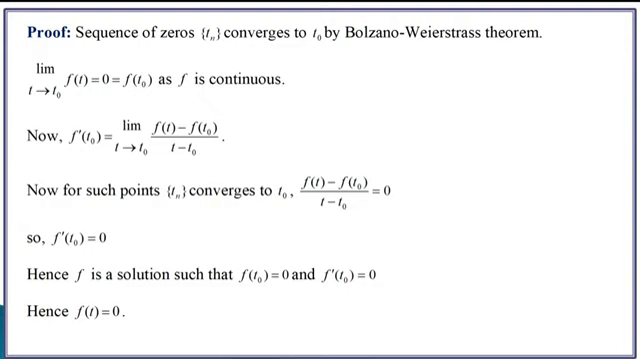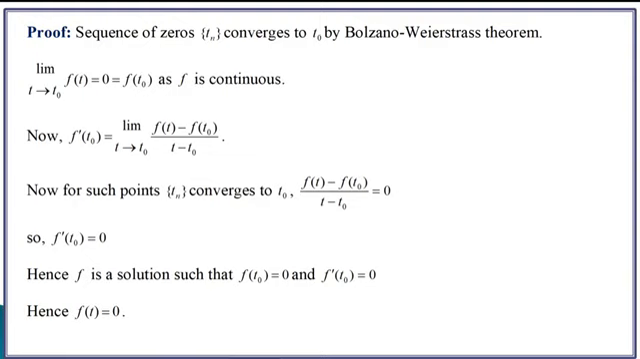So what is f dash t0? If we look at the definition of the derivative, this limit should exist. So we can approach t0 by our choice of points. If we choose the points such that all of them are points of the sequence converging to t0, then the ratio in this limit becomes 0. So therefore the derivative at t0 also becomes 0.